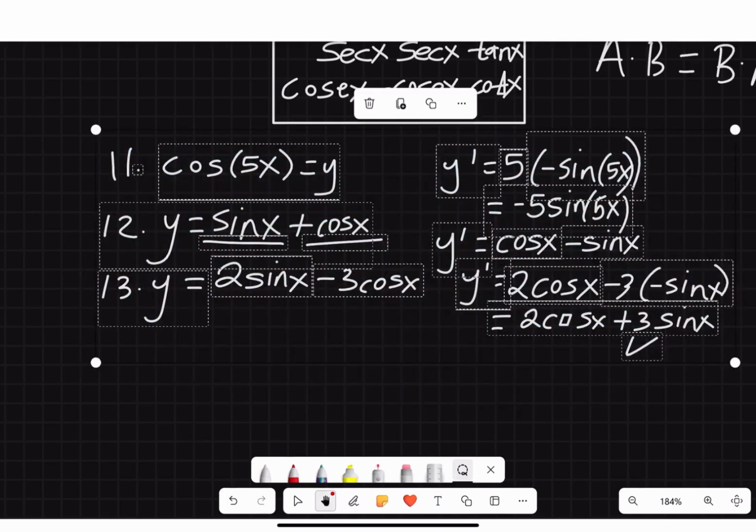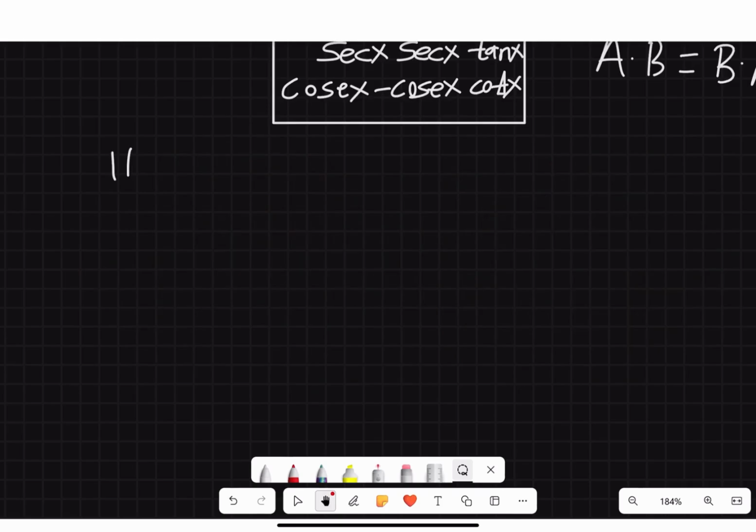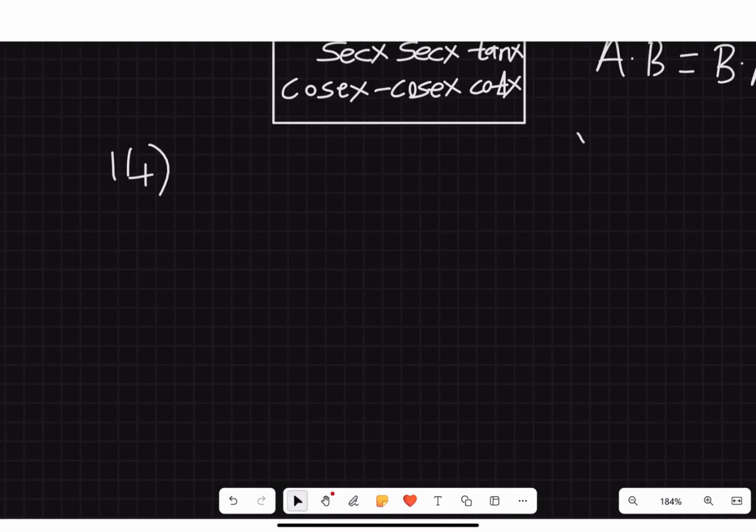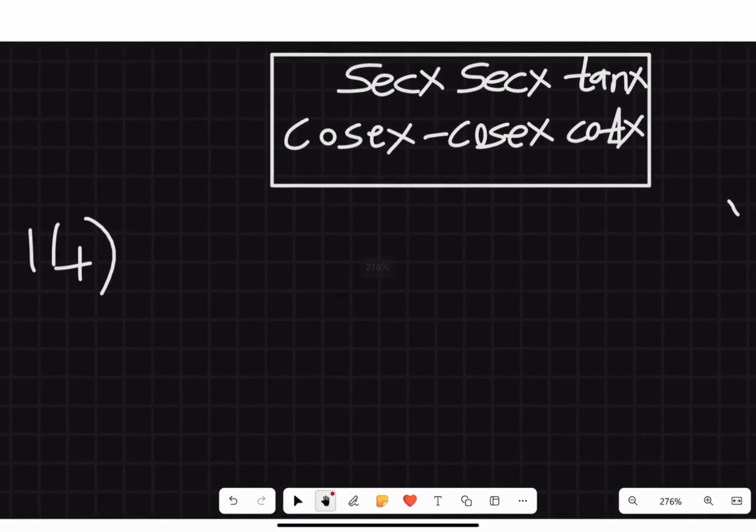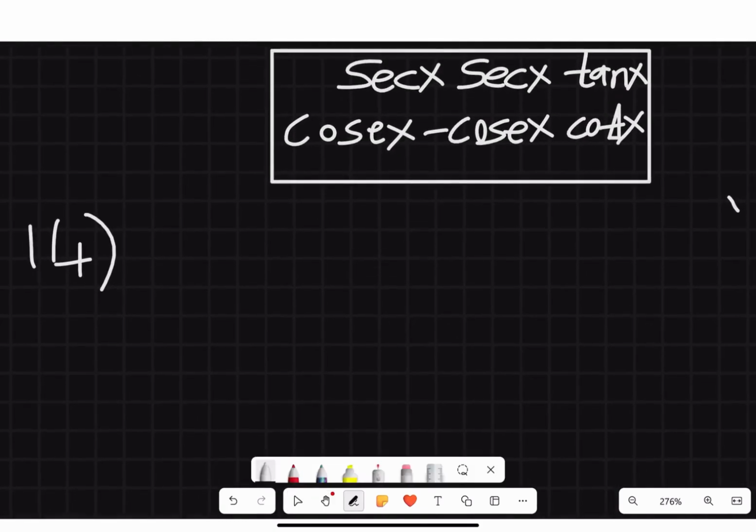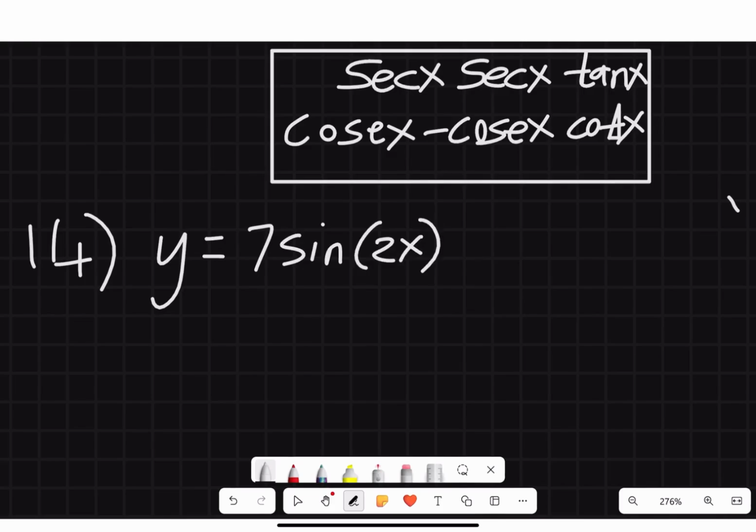Let's do this. So we're going to delete, and then we're doing 14 now. So 14. Let me just increase the size of the screen. Yeah, so 14, we have y equals 7 sine 2x, okay? And then we need to differentiate this.